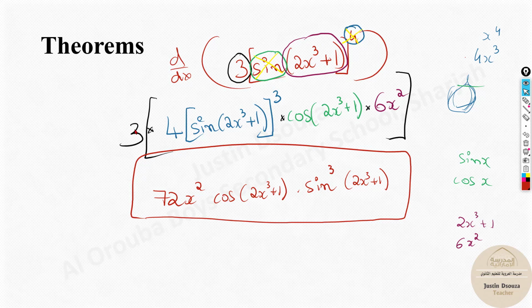The constants are always just outside. They do not do anything. You can't derive this. Don't make this 0. No, you just keep it aside and only derive whatever is inside with the outermost, then innermost, and then innermost. So this is how you basically use a chain rule 3 times.